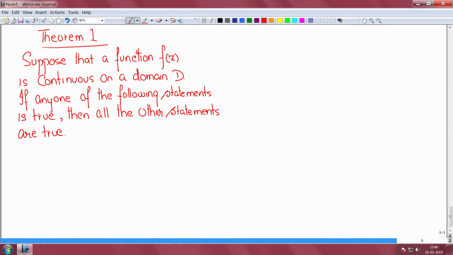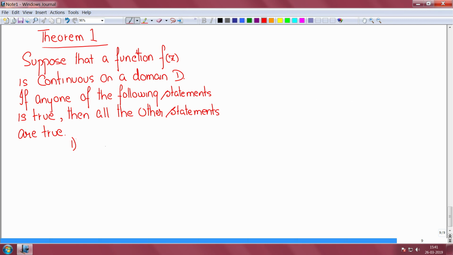So, we will be given 2 or 3 statements. When any of the statements will be true will not be told to us. However, if any one of them you suddenly happen to find true with respect to a particular function, then the other statements are also true.